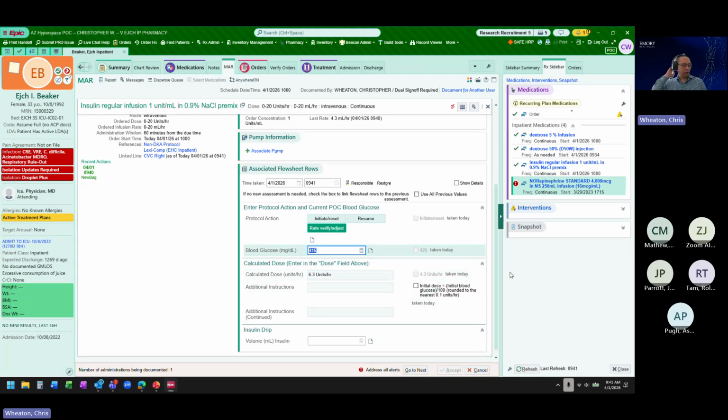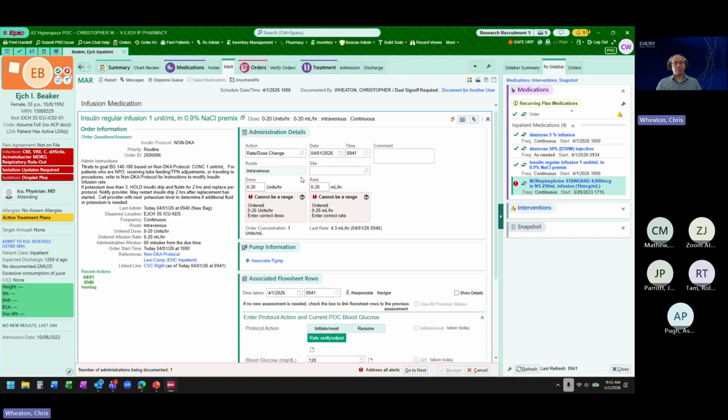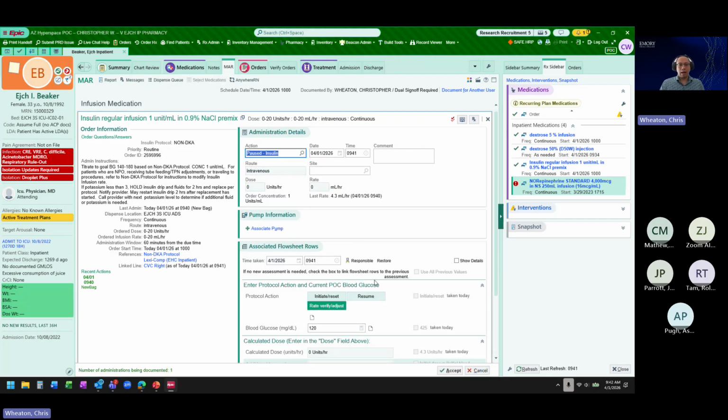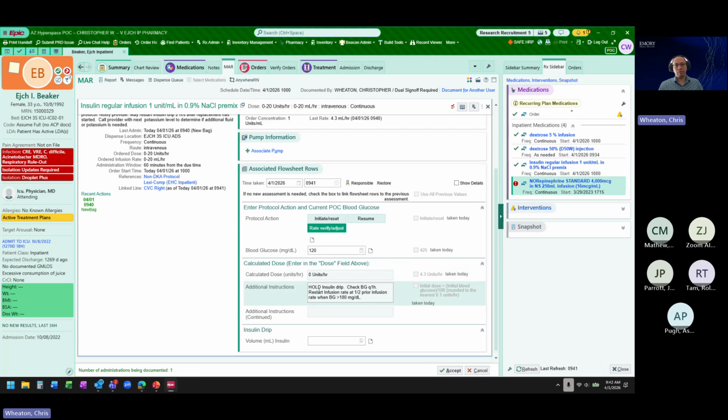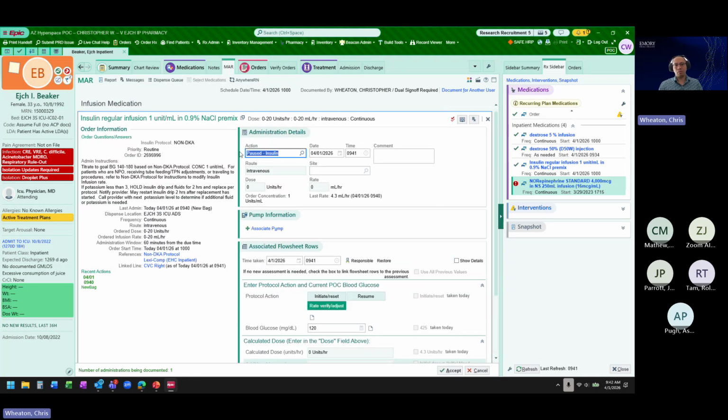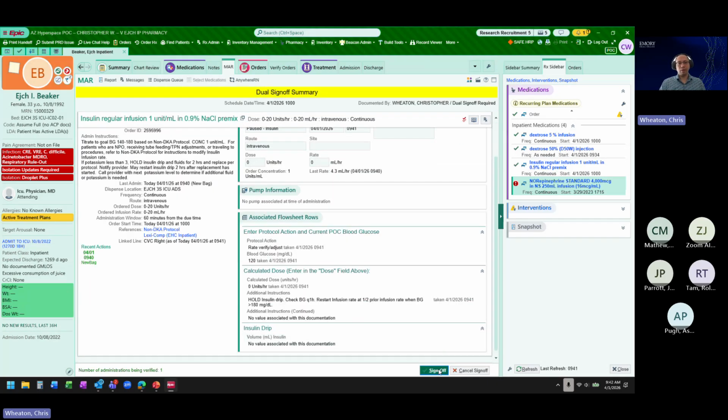If it was a greater than 30 milligram per deciliter decrease, so say it went to 390, it would then instruct to continue with the current rate instead. If for whatever reason it was a precipitous drop, say down to 120, 130, it will then tell us instead to have 0 units per hour, as well as the initial instructions as mentioned earlier. At this point, we would not accept the administration. We would put in first a paused insulin MAR action and then accept, because we are holding the infusion and we want to keep the association for the pump, which is why we're clicking paused insulin. We will then have the dual sign-off.